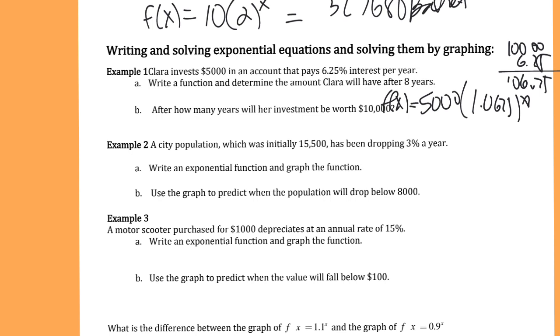I'm going to just look and see what I got last time I tried this. I can't quite read it, so I better use my calculator. So let's do 5,000, then we'll do parentheses 1.0625 parentheses to the 8th, and your answer is going to be 8120.85.